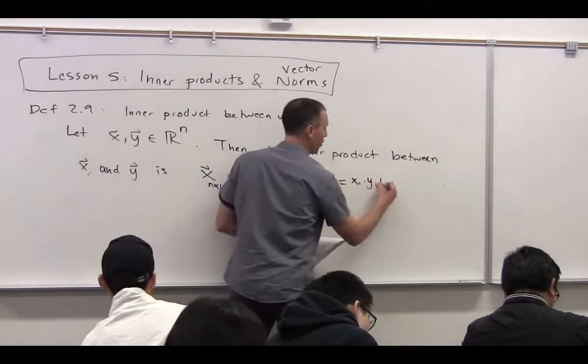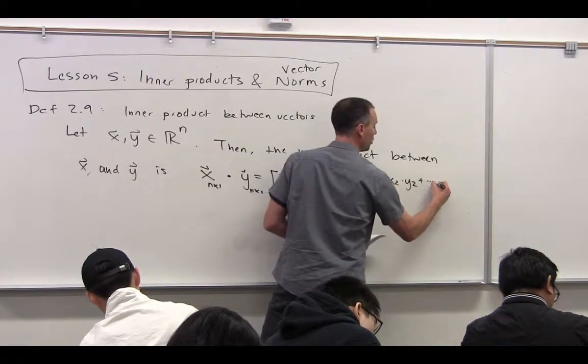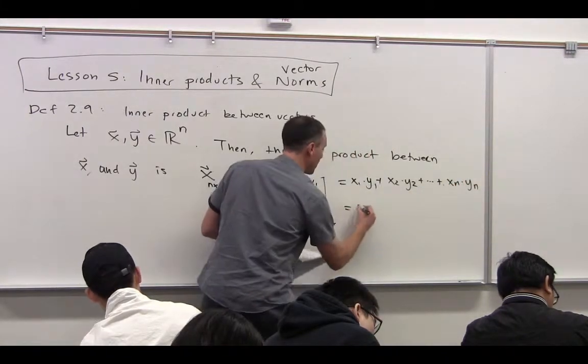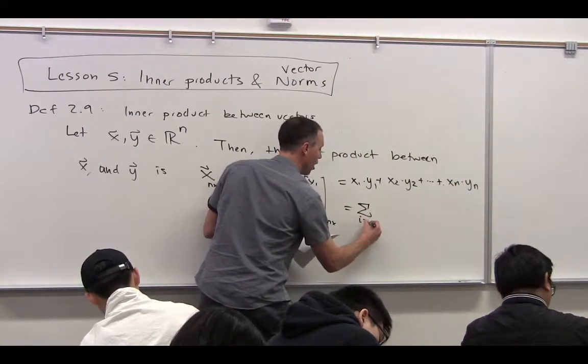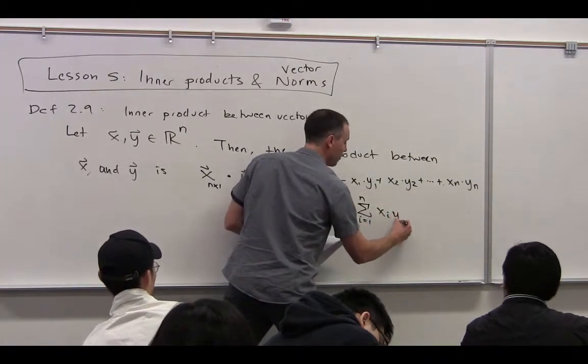So could you guess what the inner product is? x1 times y1 plus x2 times y2 plus dot dot dot, xn times yn. And another way to say that is we're going to sum up over all coefficients the products of the individual entries.